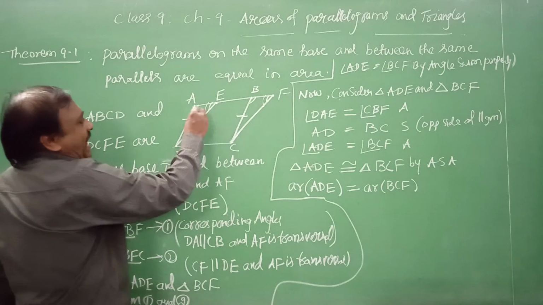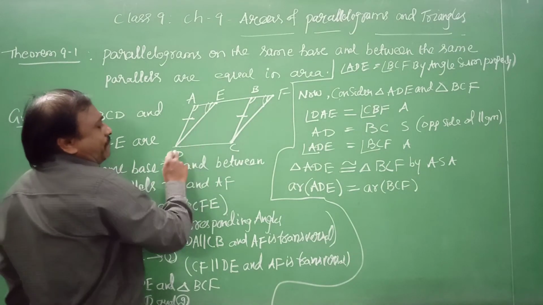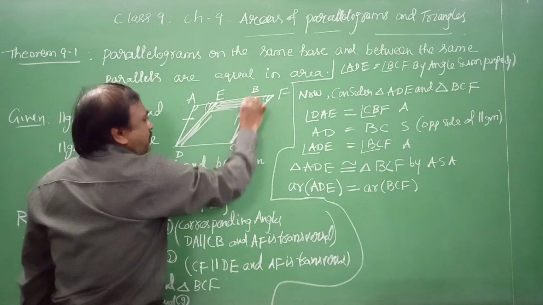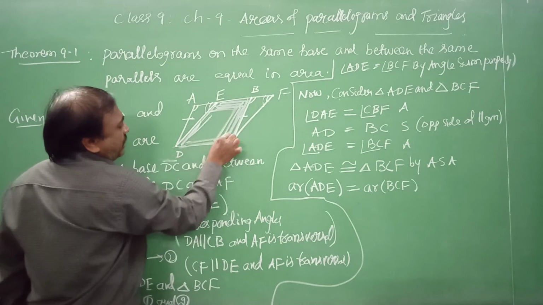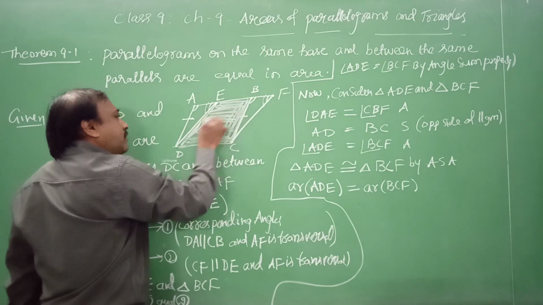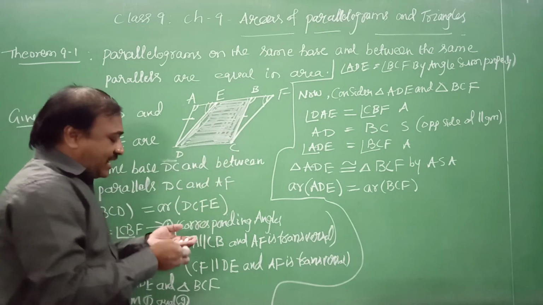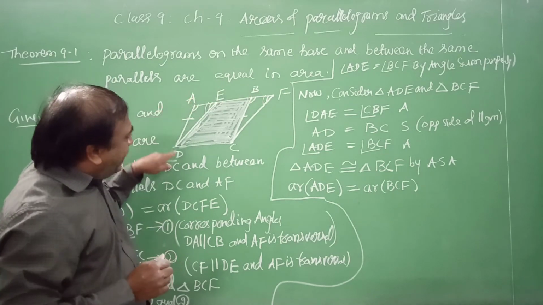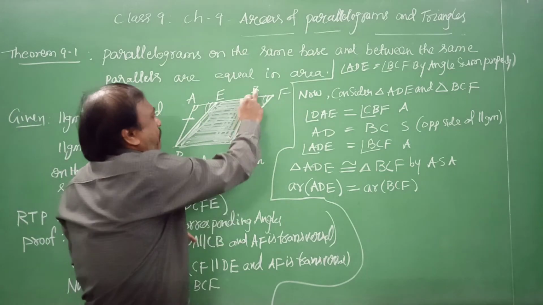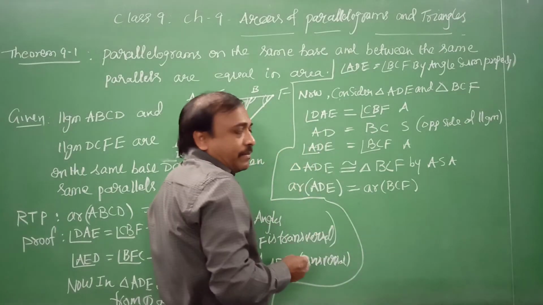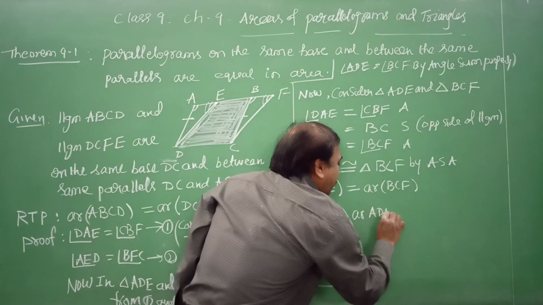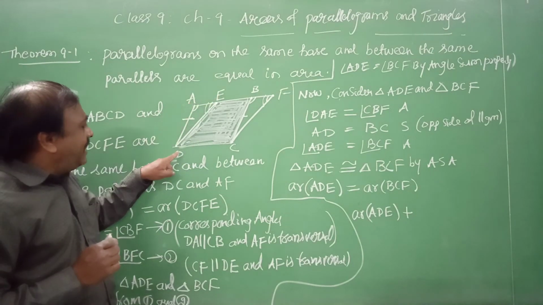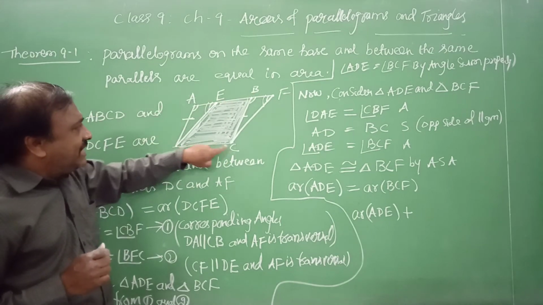Now you see in both figures, parallelogram ABCD and parallelogram DCFE, they have some common portion. This is the common portion which you are observing. Both the parallelograms have some common portion, which we are going to add to both the triangles. Now take the area of triangle ADE; for that I am adding the area of DCBE. So area of ADE plus area of EDCB, this is the portion.